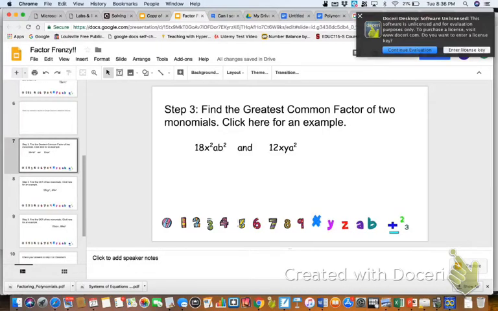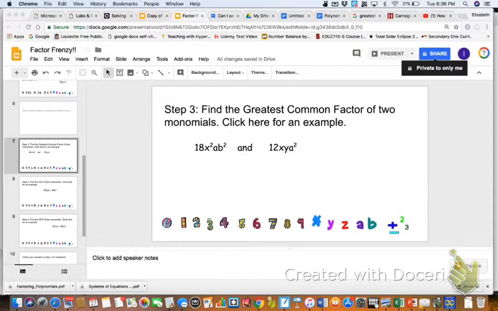Hey guys, I'm going to walk you through the process of finding the greatest common factor of two monomials. And the first thing that we need to do, and I'll go into more detail in a second, is to completely factor the two different monomials that we have here. So I'm going to start with this 18.